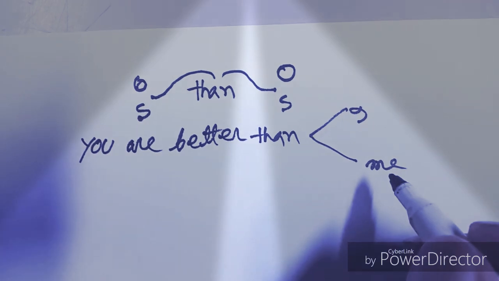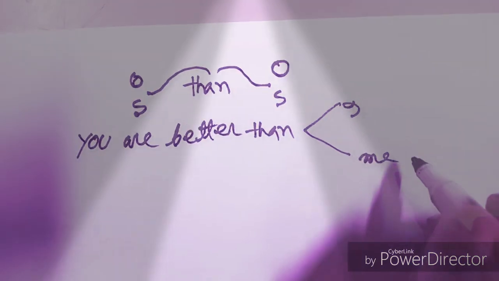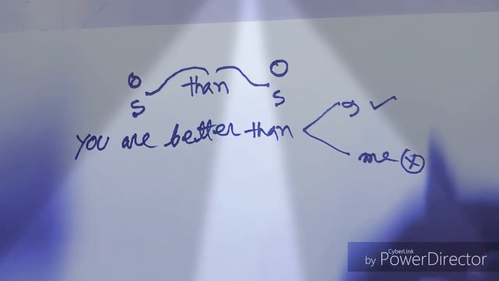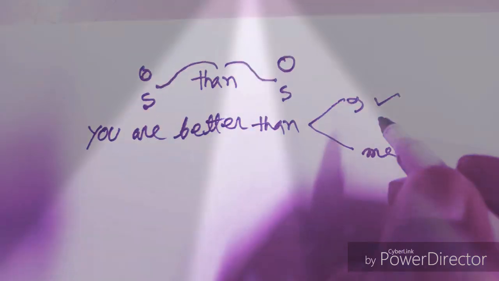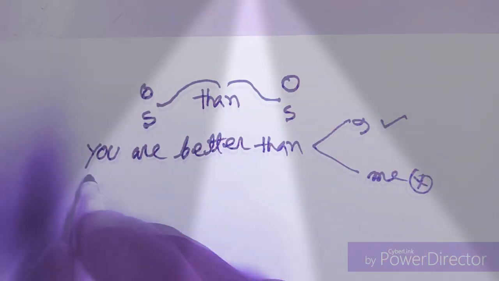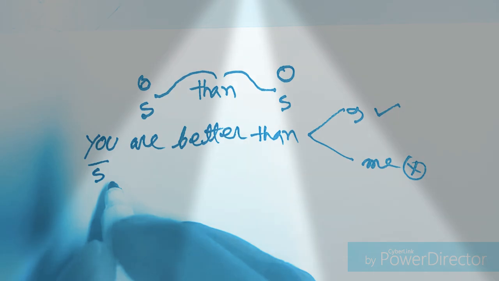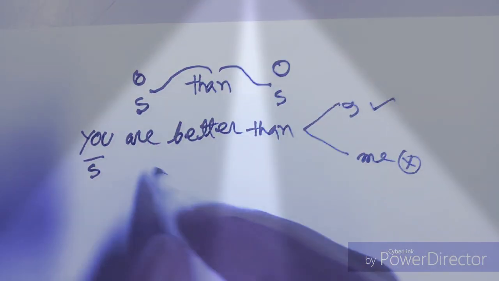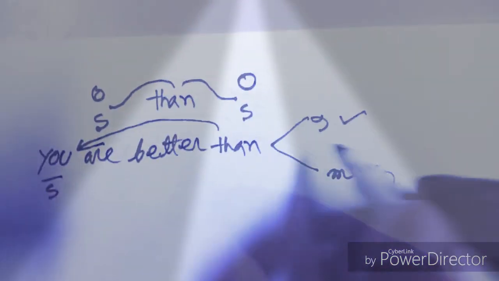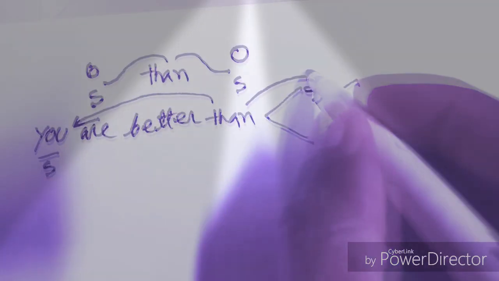Dear students, here me is wrong, I is correct. So you can ask me, sir, how is I correct? Is me also correct? Yes, but how is I correct? I will give you an example. Because you are the subject here. That's why, with you as the subjective case before than, after than also you have to use the subjective case. This is the main thing.